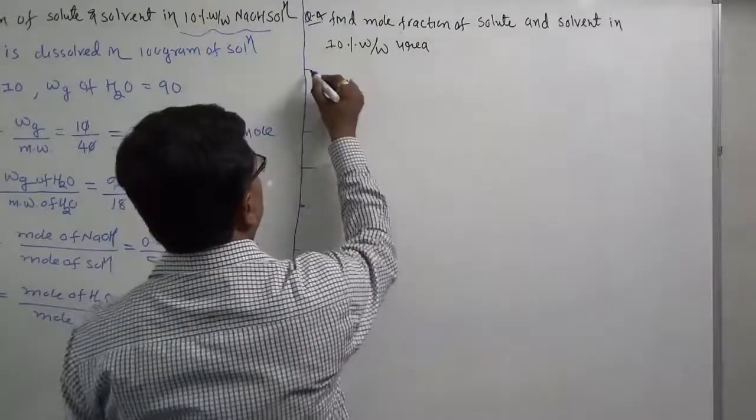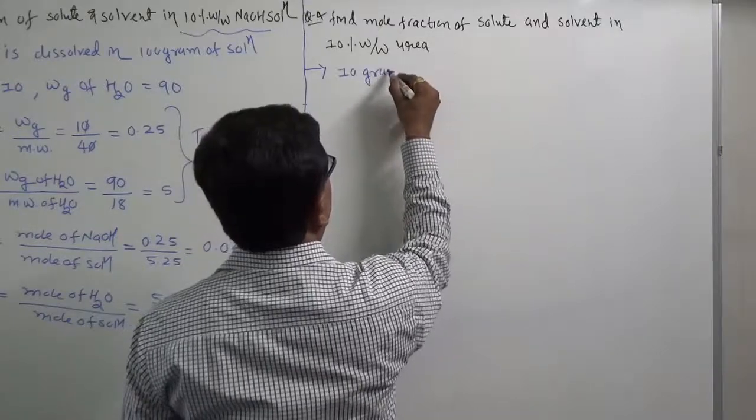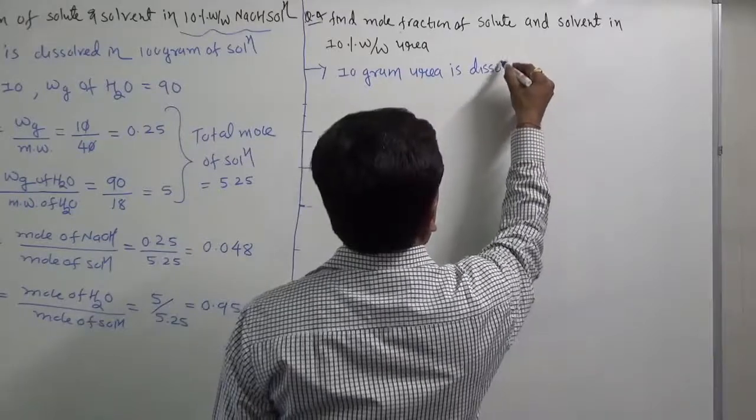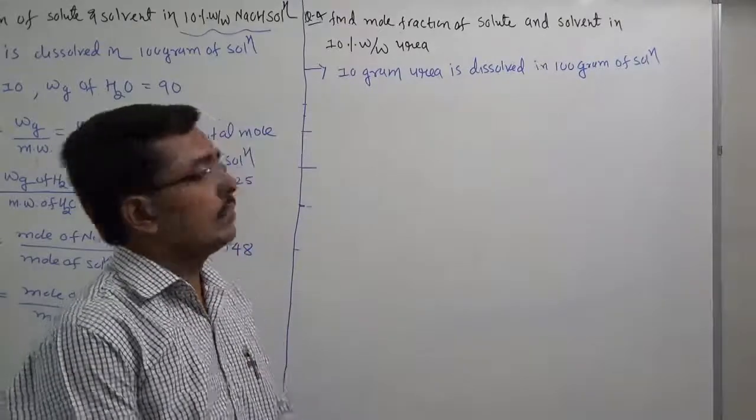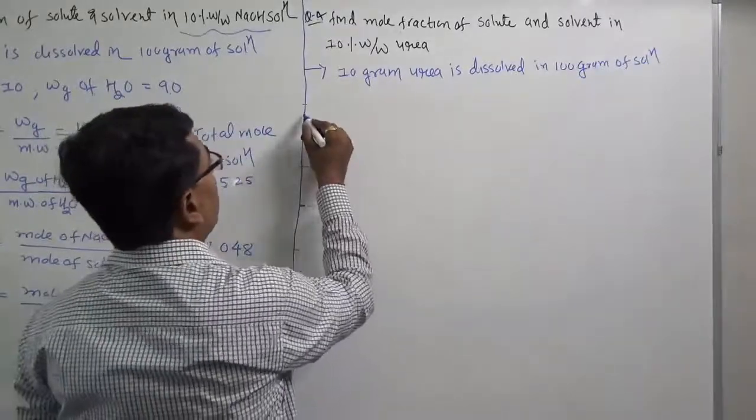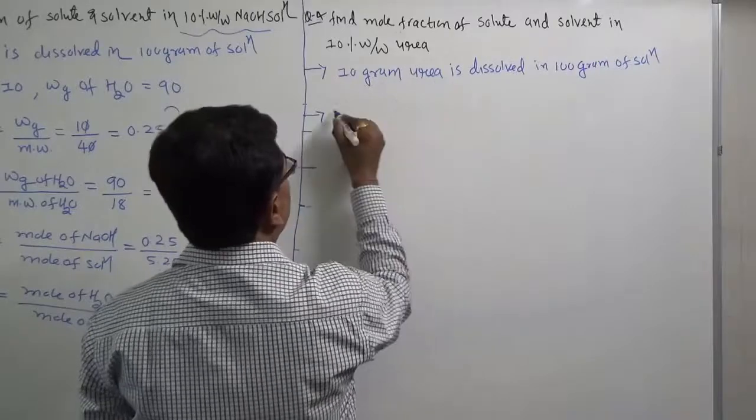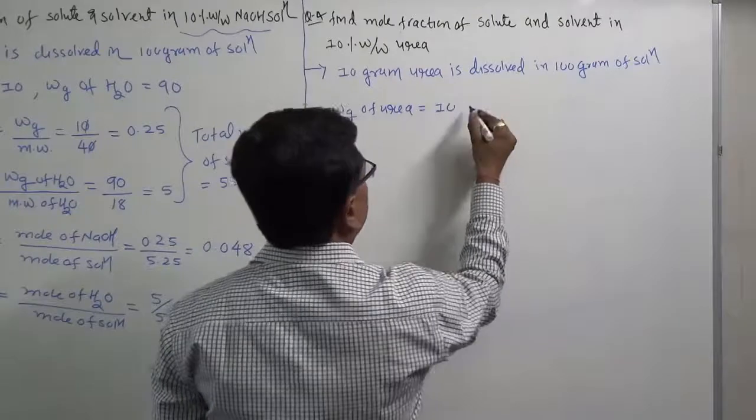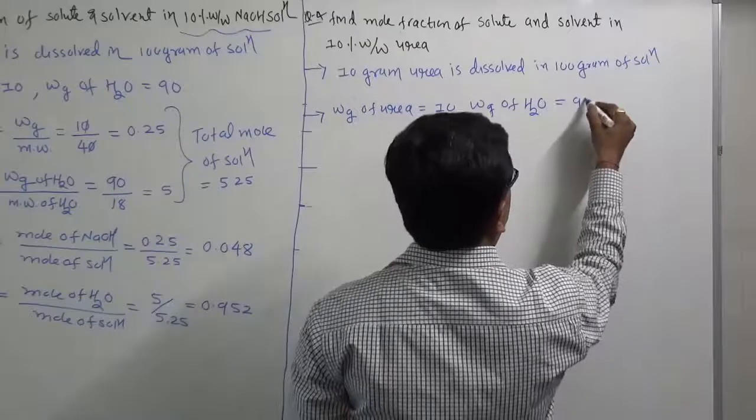Now the meaning of this 10% urea solution, you know very well that 10 gram urea is dissolved in 100 gram of solution. So now you know the weight of solute and solvent. You will get the weight in gram of solvent as 90, 100 minus 10. So the weight in gram of urea is 10 and the weight in gram of water, which is present as the solvent, will be 90.